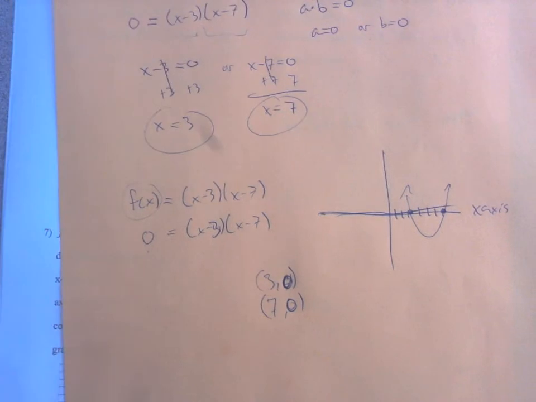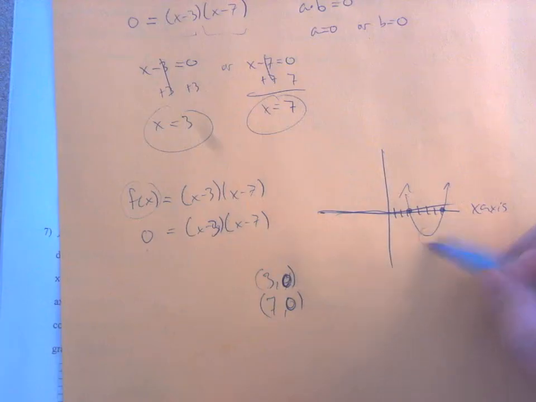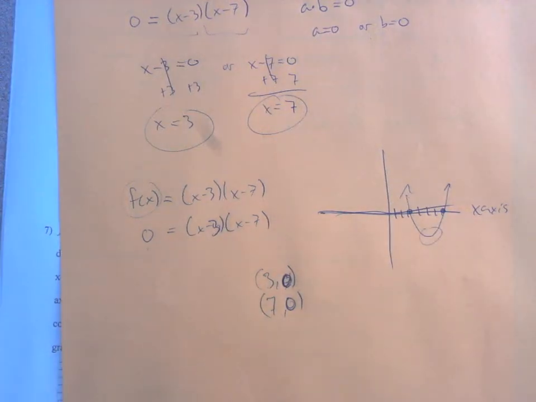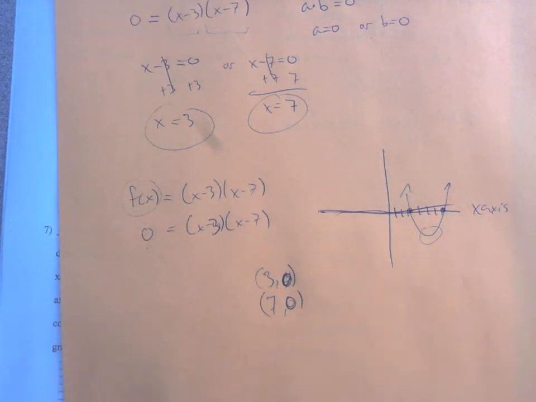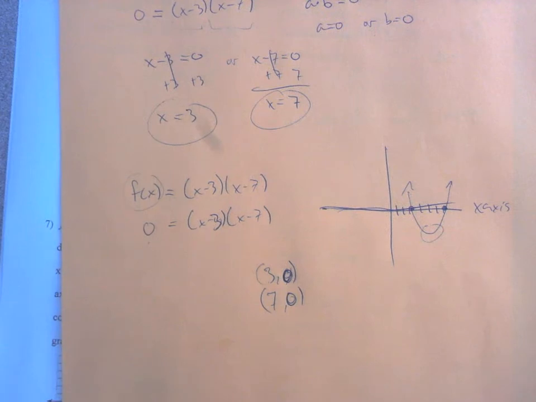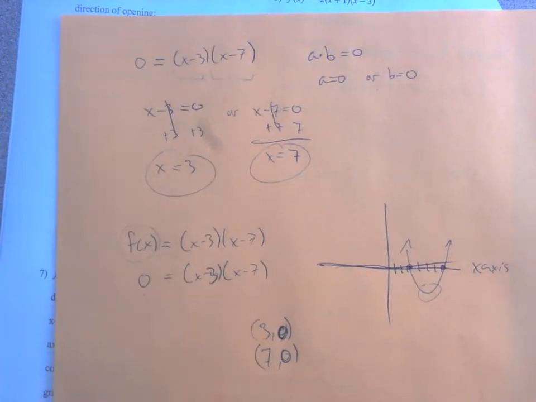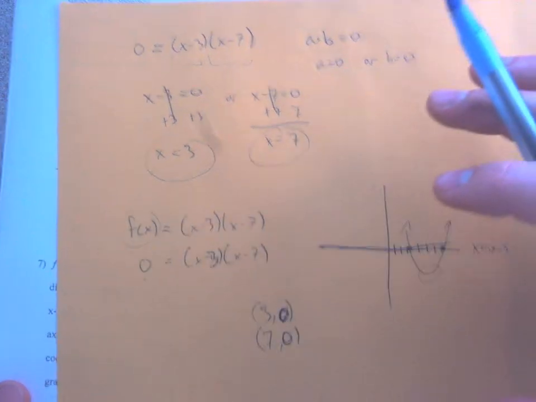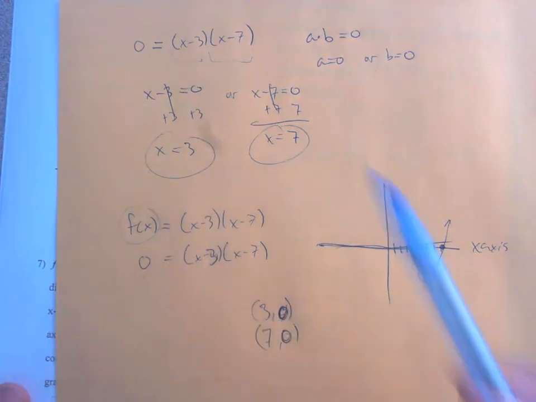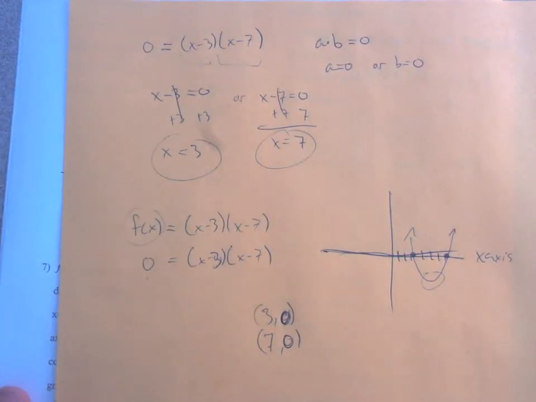Okay, now the question becomes, well, where's the vertex, right? How wide is this graph? And there's 2 really good videos that I posted on factored form that explain all this in more detail if you need more examples. But just for this one, I'm going to show you how to find that vertex. Okay, so that's kind of the basics, right? We have to understand solving and this setting equal to 0 thing to understand this next form.